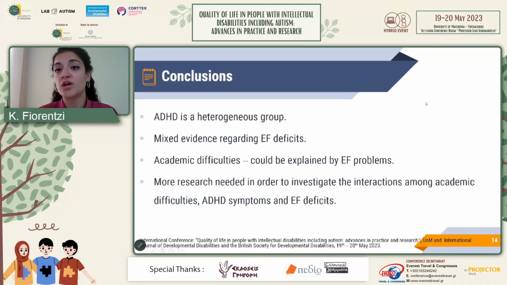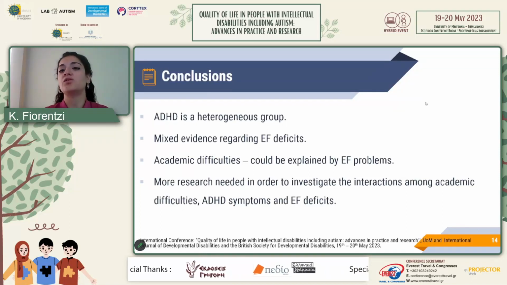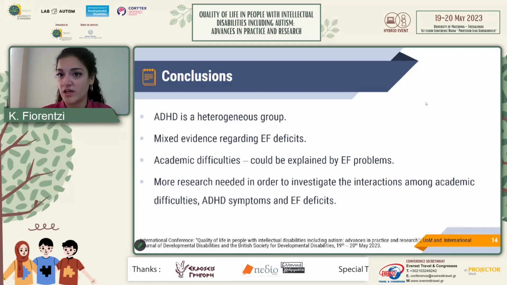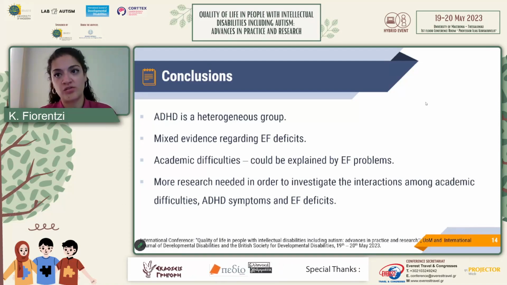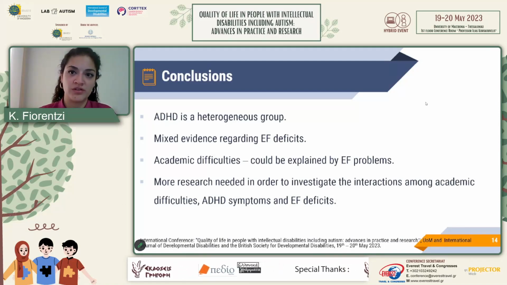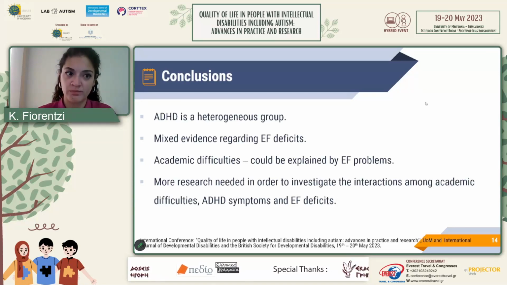And now we will try to draw some conclusions. First of all, we are aware that ADHD is a very heterogeneous group. We have the subtypes of ADHD. Moving on to executive function deficits, we have mixed results. So sometimes we may trace executive dysfunction, sometimes we may not trace executive dysfunction.